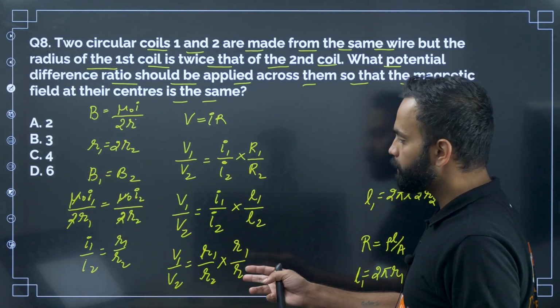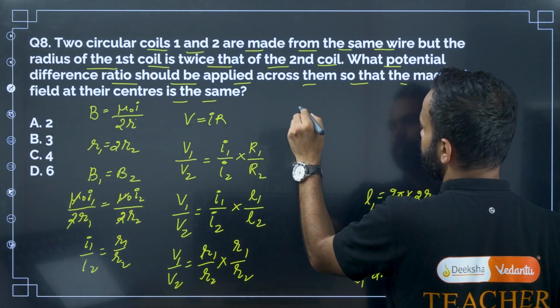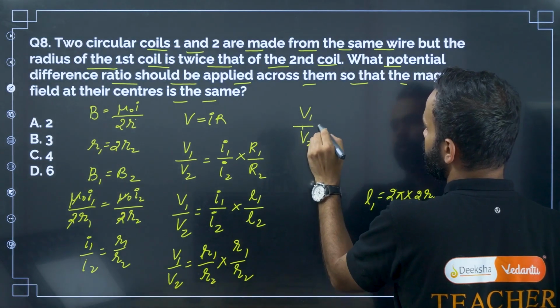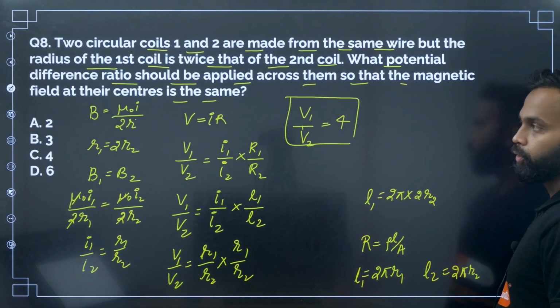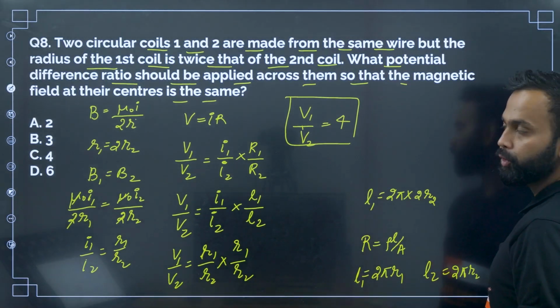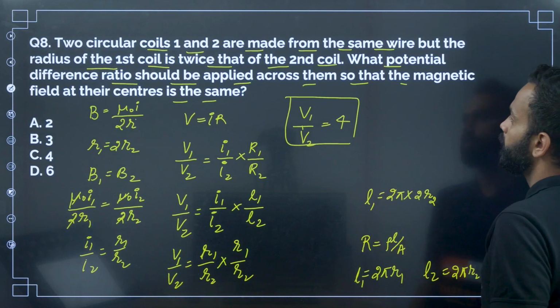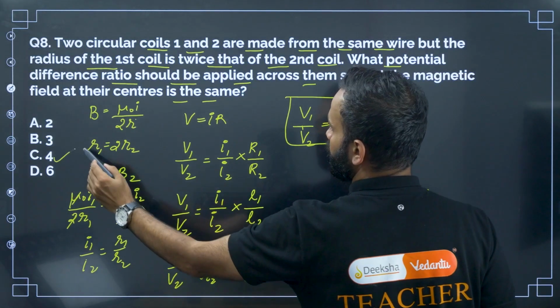R1 is 2 times R2. Substitute the expression of R1, and we will get V1 divided by V2 as 4. So this is the potential difference ratio that should be applied across them so that the magnetic field at their centers is the same. The correct option is C.